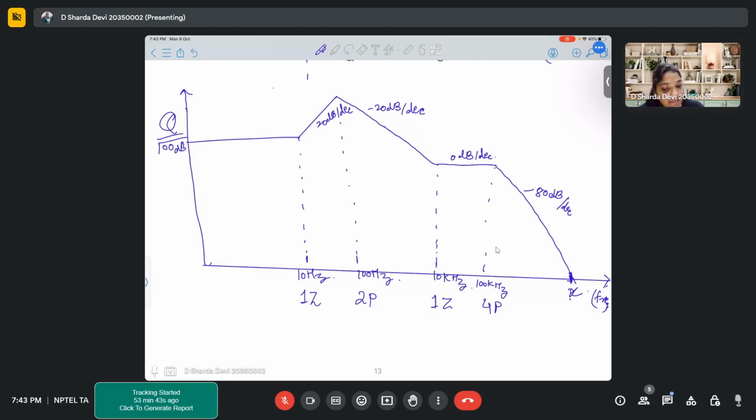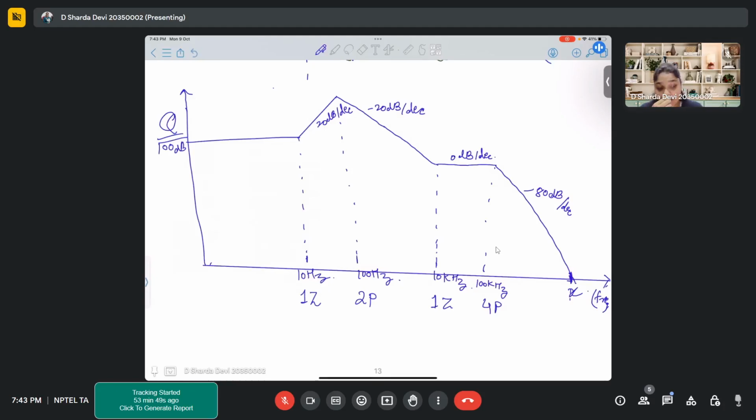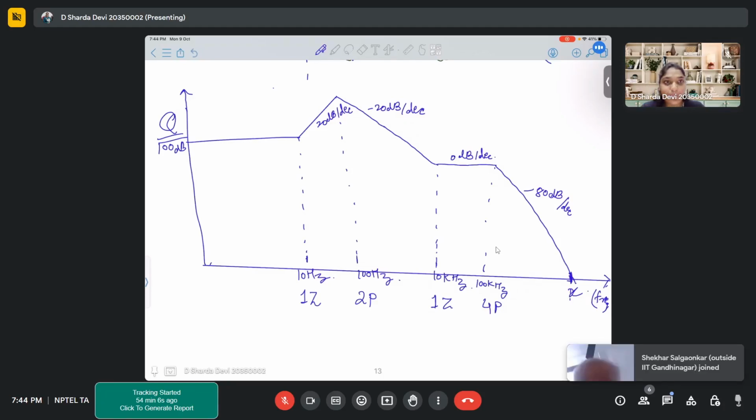Now again at 10 kilohertz, it has gone to 0. That means one pole, minus 20 dB, has been compensated by plus 20 dB. That means 1 zero. Now at 100 kilohertz, it was already at 0 dB per decade. Now it is giving minus 80 dB per decade. That means 20 into 4 will give you 80. That means 4 poles, right? So there are 4 poles at 100 kilohertz.